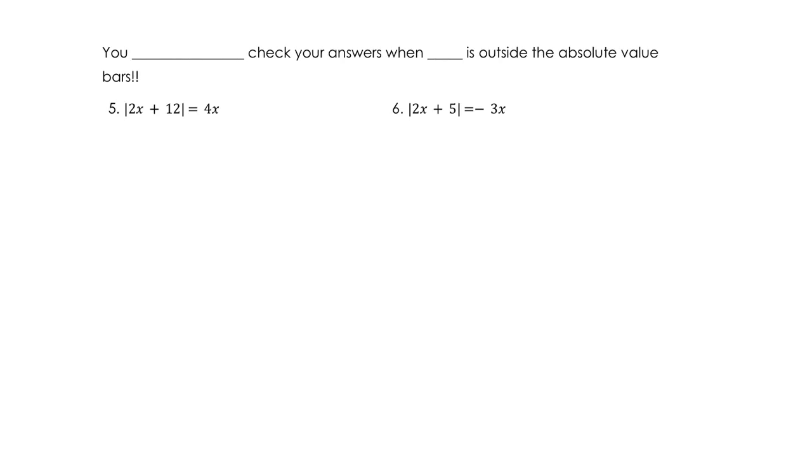You must check your answers if there's an X outside of the absolute value bars. If there are only X values inside the absolute value bars, you're good. You don't need to check for extraneous solutions. But if you have an X in the absolute value bars and then you have another X wandering around somewhere, you have to check, okay?